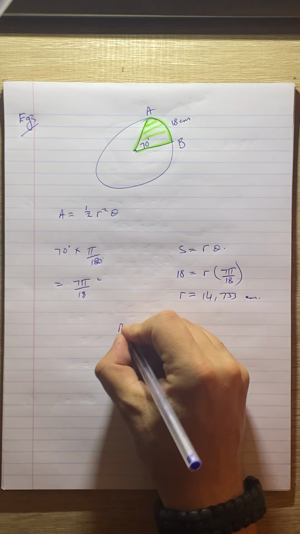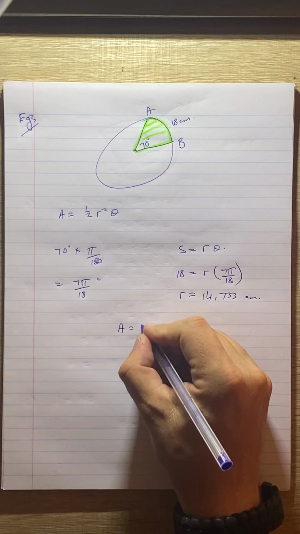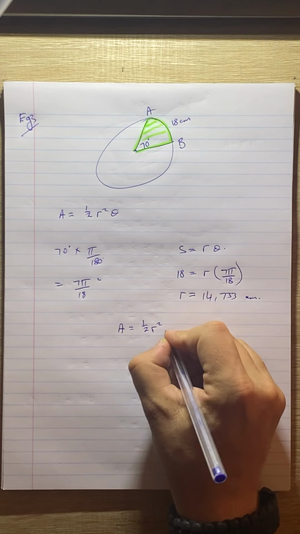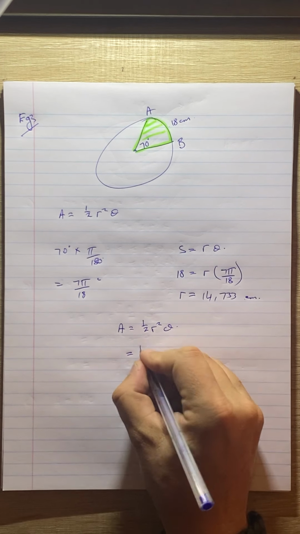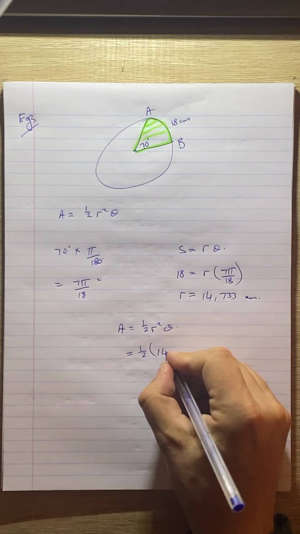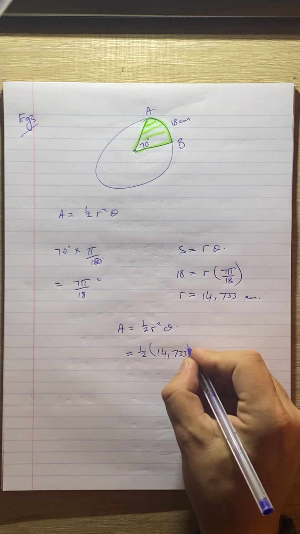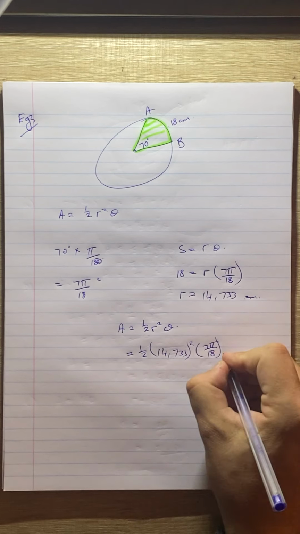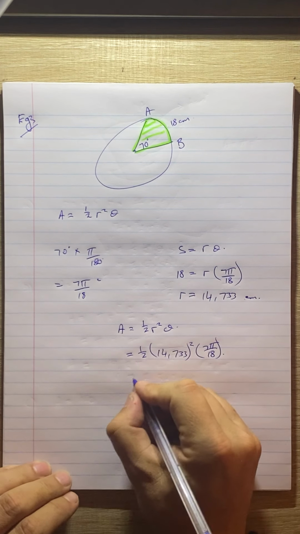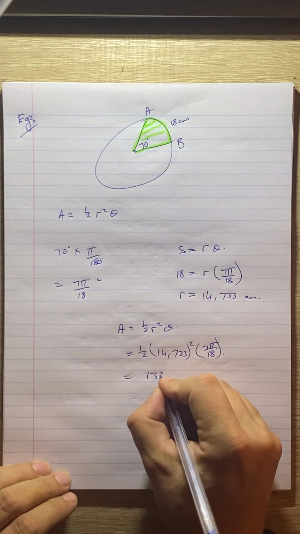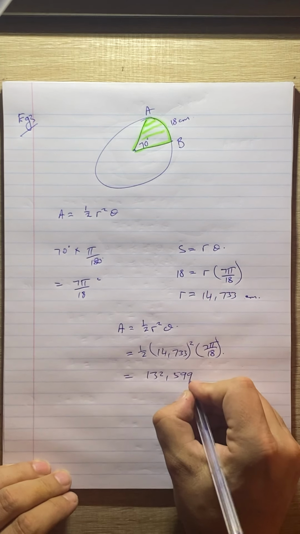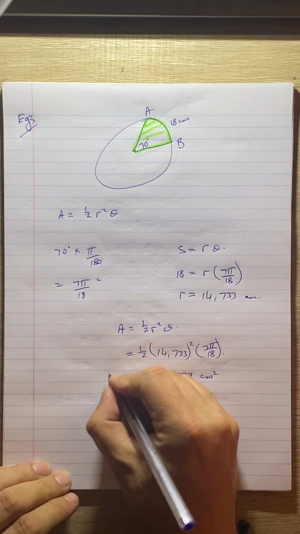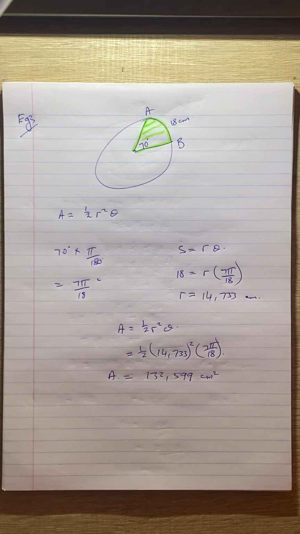Now that I have everything for this formula over here, I have my r, I have my theta, we can work out the area of that sector. So A is equal to half r squared theta, and we get a half times 14.733 squared, and theta is 7 pi by 18. You put that on the calculator, and we get 132.599 centimeters squared. And that is the area of that sector.